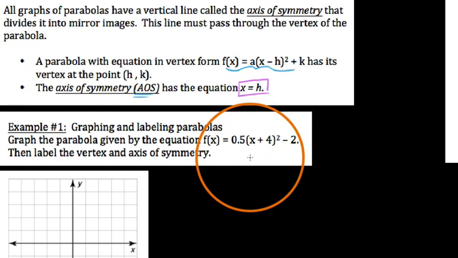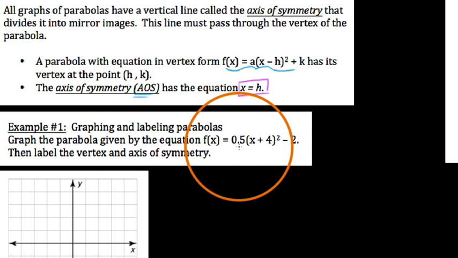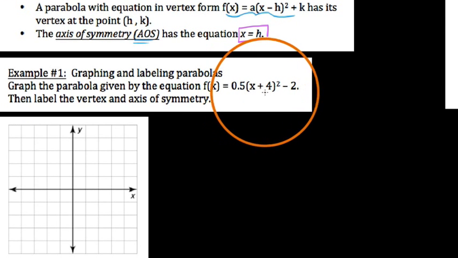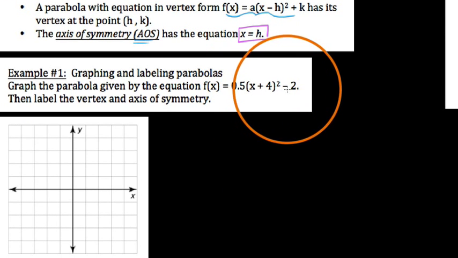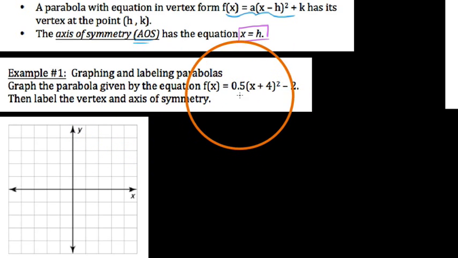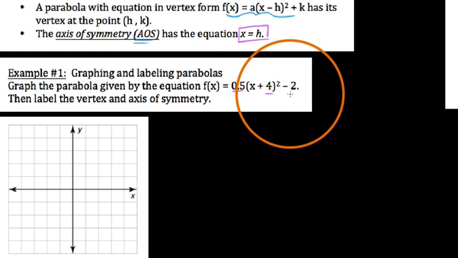So what we're going to do in this video is graph the parabola given by the equation f of x equals 1/2 times the quantity x plus 4 quantity squared minus 2, and then label the vertex and the axis of symmetry. So let's start with this. We want to identify a, h, and k.